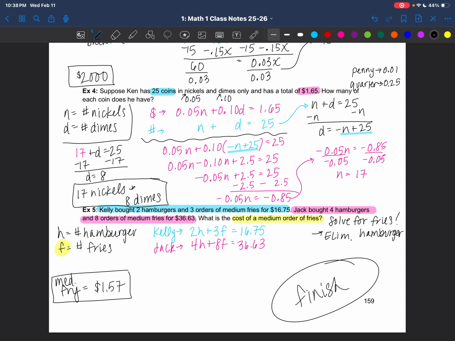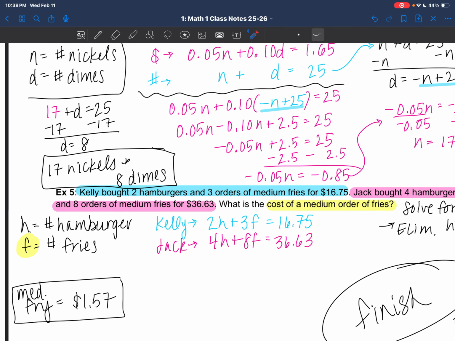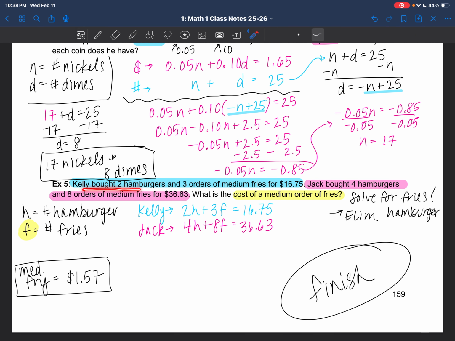All right, but how we're going to set up this one is Kelly bought 2 hamburgers and 3 orders of medium fries for $16.75. Jack bought 4 hamburgers and 8 orders of fries for $36.63. We want to know the cost of a medium order of fry. So we're really only solving for fries. So the strategy would be if we eliminate hamburgers, only fries are left. So since it gave us information on hamburgers and fries, I did H for hamburgers, F for fries.